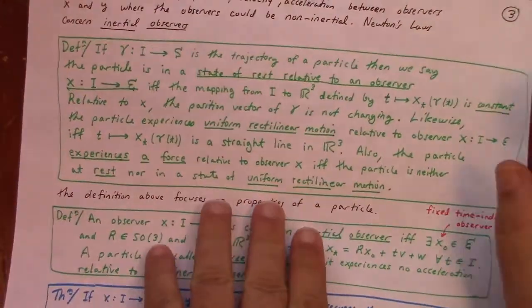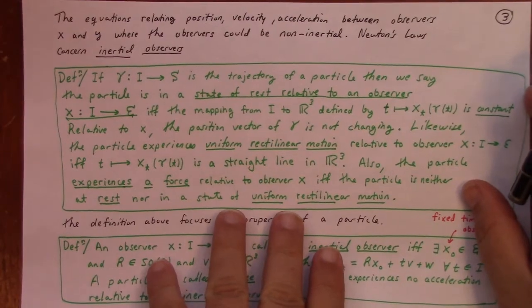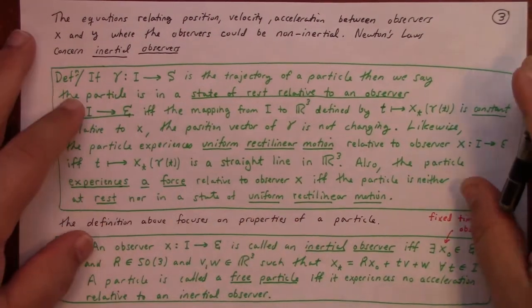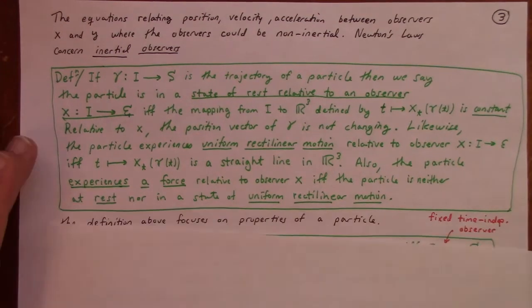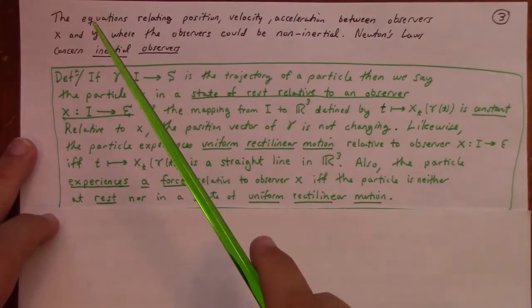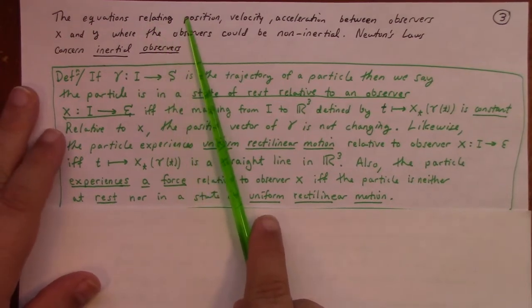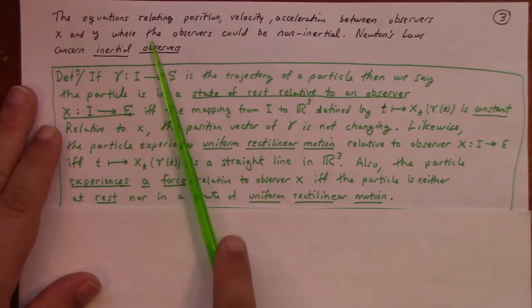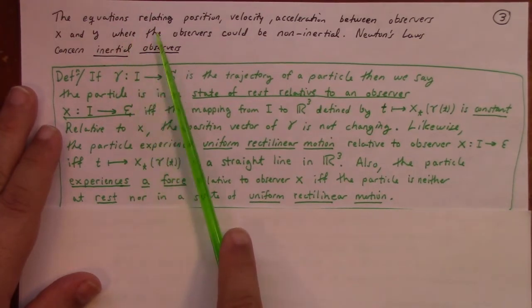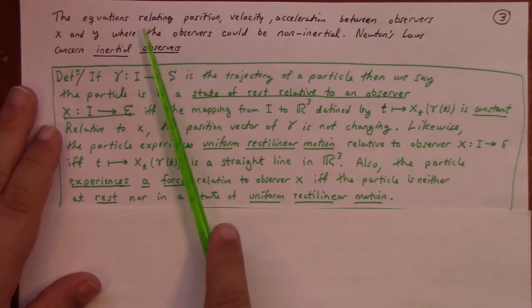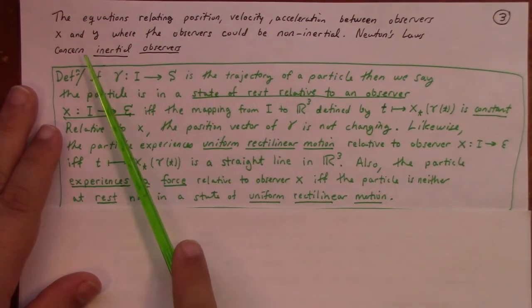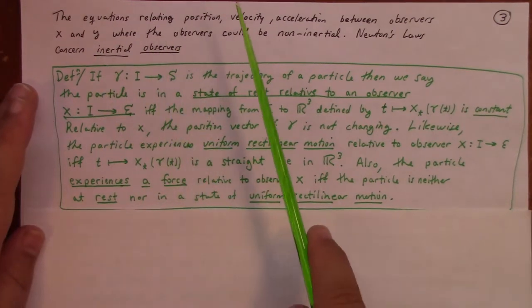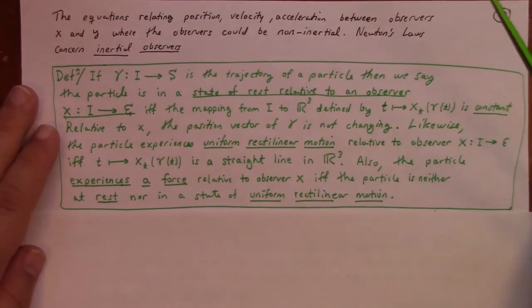We have number 3. Benjamin has left us. All right, so the equations relating position, velocity, and acceleration between observers x and y, where the observers could be non-inertial. But Newton's laws concern inertial observers, and so we need some more definitions to make that precise, all right?